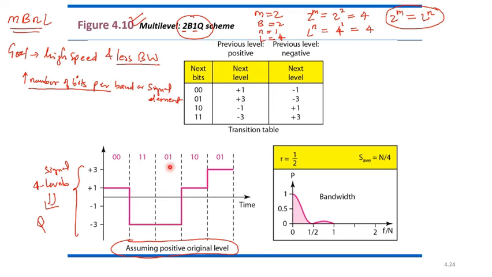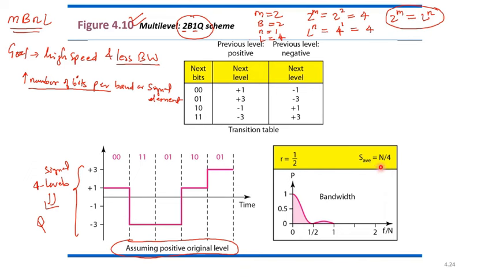Here, R is the ratio of the number of data elements to the number of signal elements, which is given so that you can calculate it. S is the signal rate, and the signal rate is N by 4. So if the signal rate is less, that means the bandwidth we require is less.